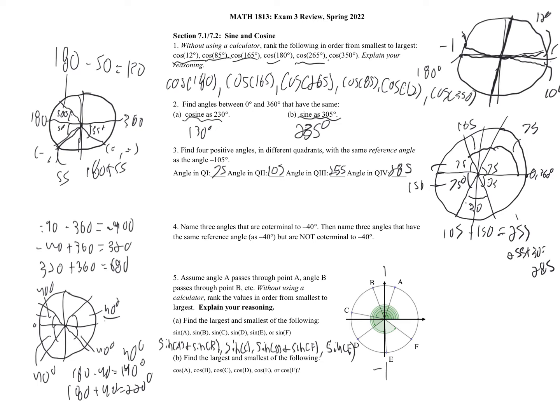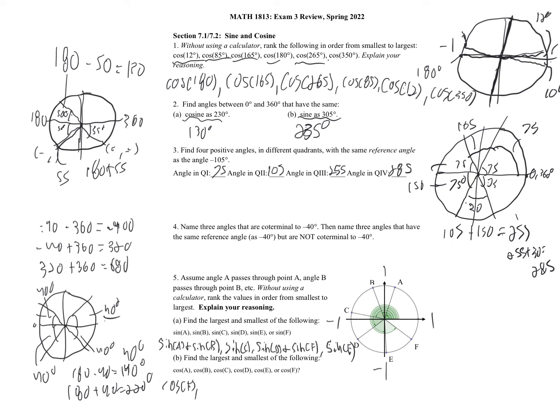And then cosine is about the same thing, except on this left side, cosine is equal to negative 1, and this right side is equal to 1. So basically the opposite: anything closest to this left side will be the smallest, and everything closest to the right side will be the largest. So we can start from this right side. We know cosine of F would be the largest.